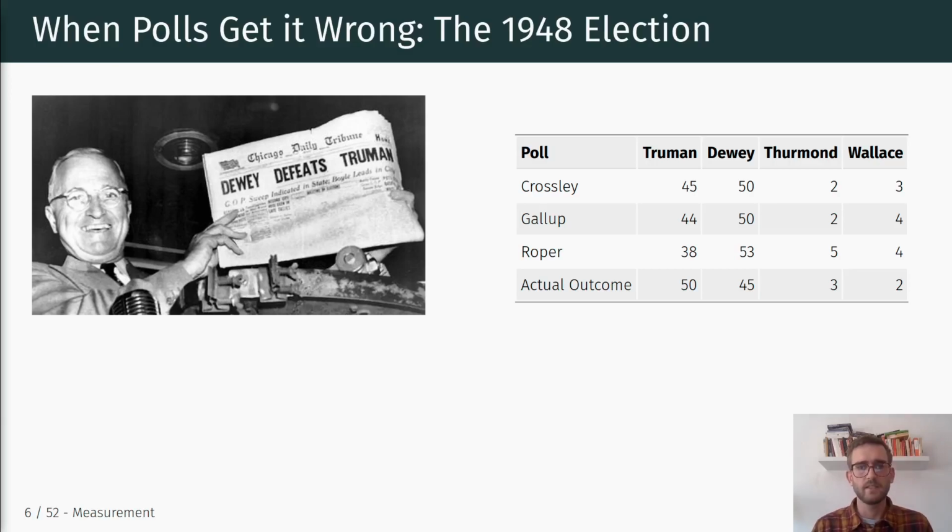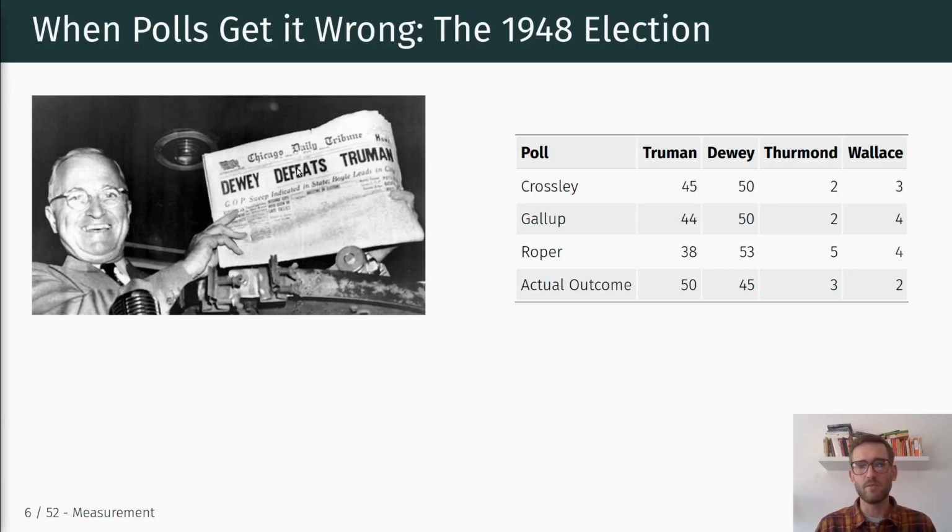And a lot of polls, we have some polling results here, Gallup, Roper, and so on, all predicted that Truman would lose. It went so far that the Chicago Daily Tribune, the morning after election night, because they were so confident that Truman would lose, published a story: Dewey defeats Truman in the election. And of course, it turned out the actual outcome was a landslide for Truman. So this was a polling disaster.